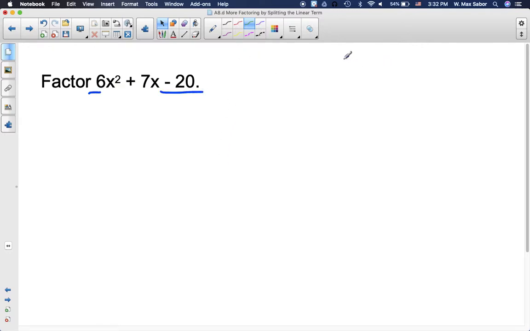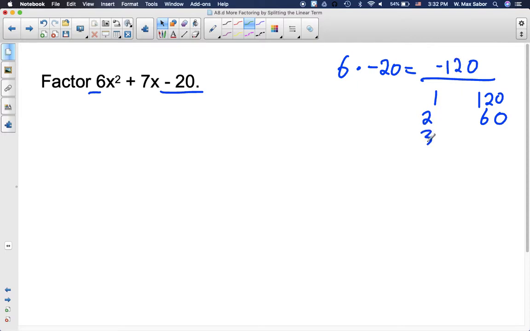Six times negative 20. So you can see how these problems get harder the larger the numbers get pretty quickly. Sometimes you will want to start from the middle, numbers close like 10 and 12. But I'm going to do it the same way every time just so that you see, unless I know the number off the top of my head, which in this case I don't. So 5 times 24, 6 times 20, 7 doesn't work, 8 should work, 8 and 15. Negative 8, positive 15, add to 7x.